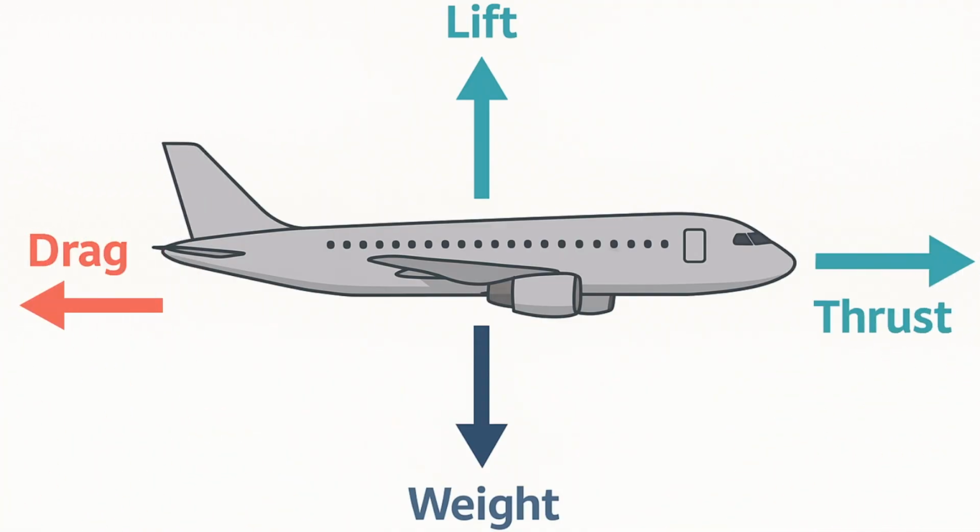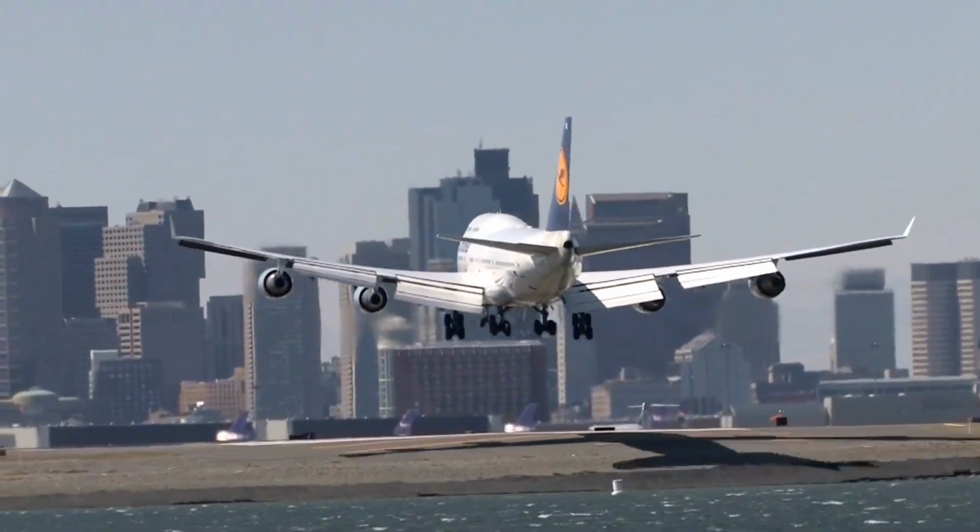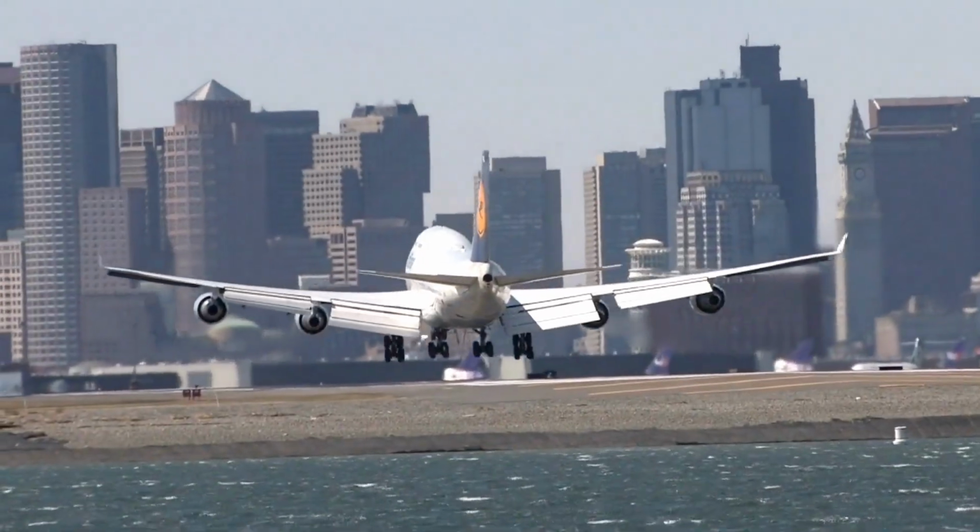So, for a plane to fly smoothly, lift must equal weight, and thrust must overcome drag. It's a perfect balance that keeps planes gliding across the sky. And that's how planes fly, thanks to a little science and a lot of engineering.